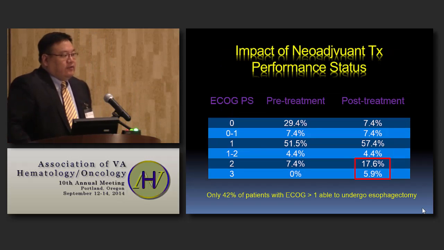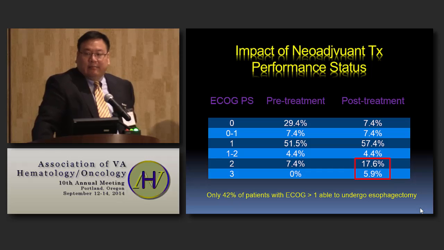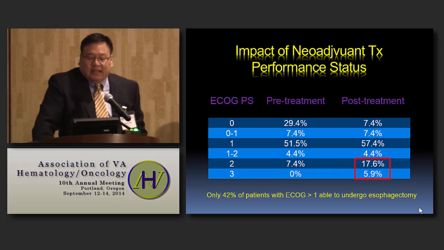What's the impact of our neoadjuvant treatment in our patients? All of us have seen a decline in their functional status. That bears out here. And the important thing we found out, which we didn't realize, was that only 42% of our patients that resulted in ECOG score greater than 1 were able to actually undergo esophagectomy.